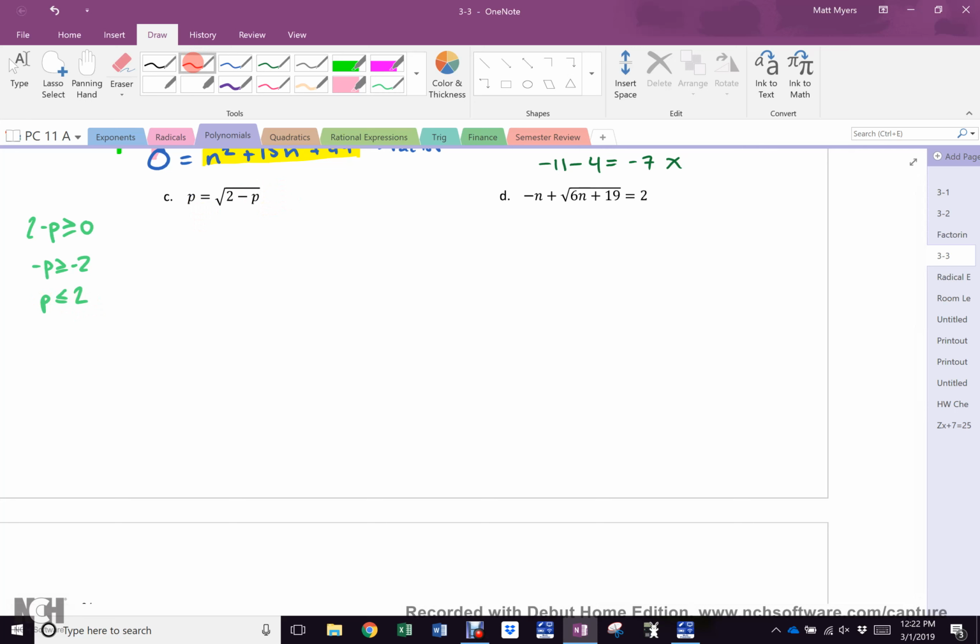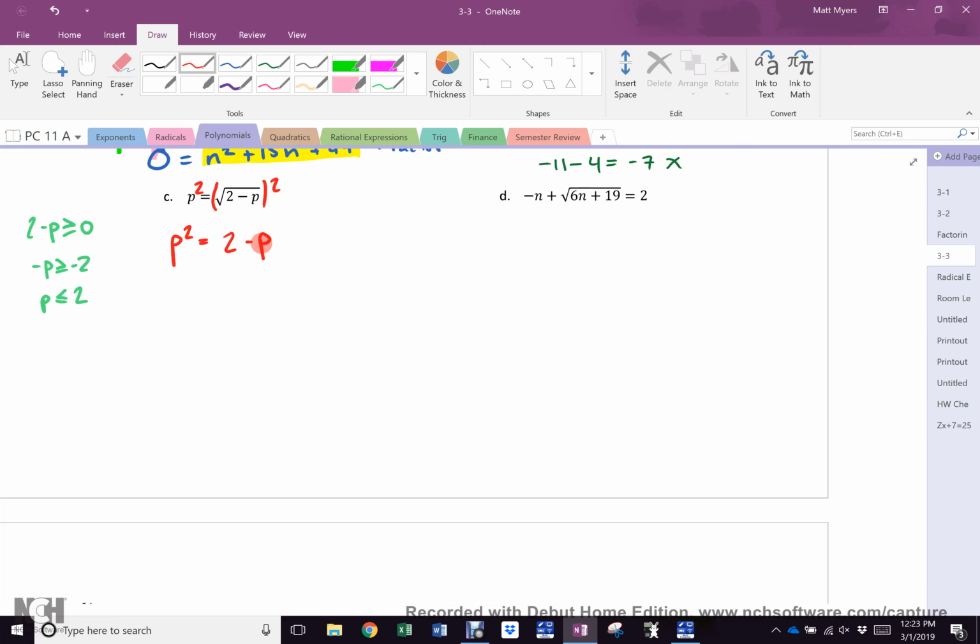Why am I going straight to red ink? Because the radical's already isolated. So I'm going to square both sides. And what do I get? P squared equals 2 minus p. So now what should I do?